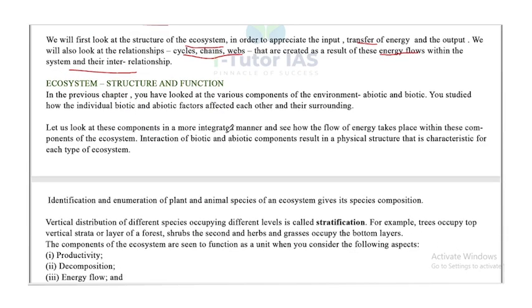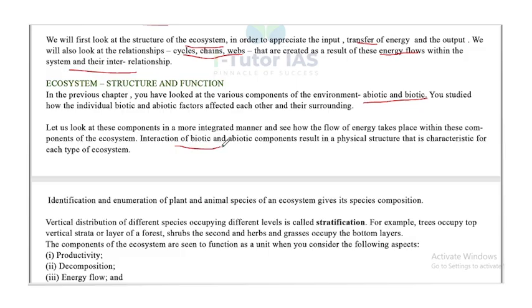In the previous chapter, you have looked at various components of the environment like biotic and abiotic factors. You studied how the individual biotic and abiotic factors affect each other and their surroundings. Let us now look at these components in a more integrated manner and see how the flow of energy takes place within the components of an ecosystem.